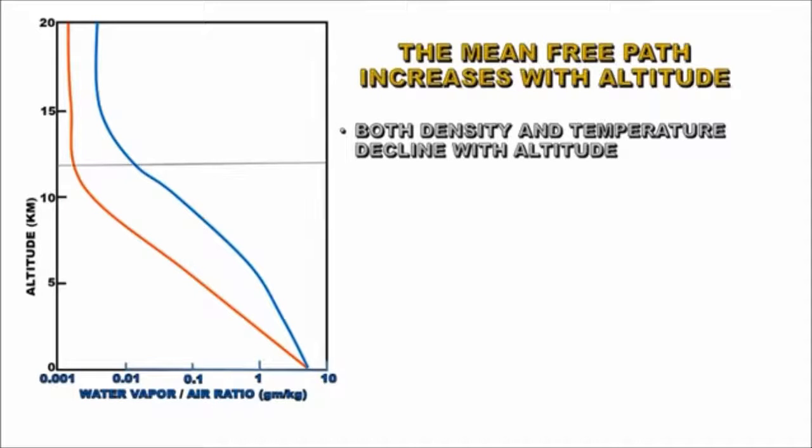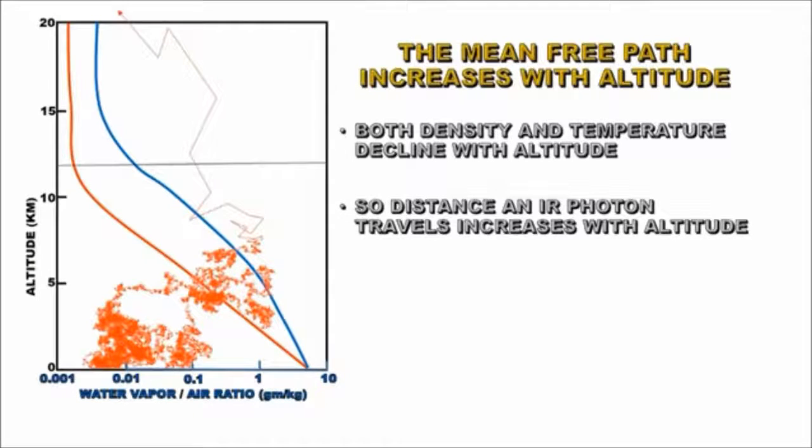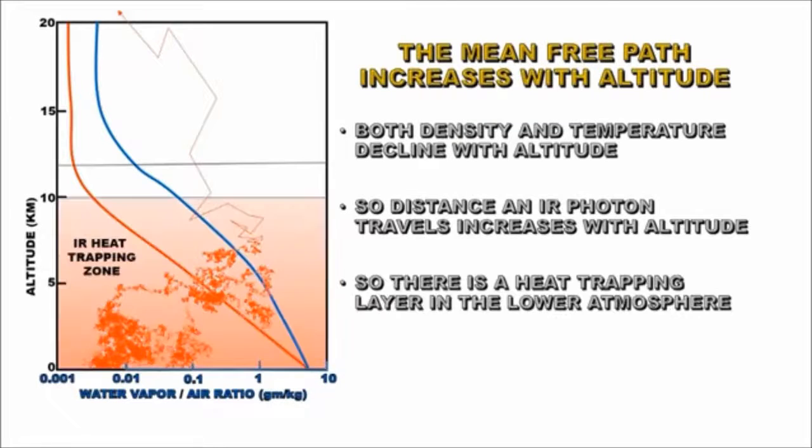With the density and temperature dropping with altitude, the mean free path of an infrared photon increases with altitude. So this is the sort of random walk process that an IR photon will have to go through once it's emitted from the surface of the Earth. Initially it's bounced around a lot, and many times it will be reflected back into the Earth only to be re-emitted again. As it goes up in altitude, the distance it travels before it hits a greenhouse gas molecule increases and increases until eventually it gets to a layer where it can escape from the Earth's atmosphere.